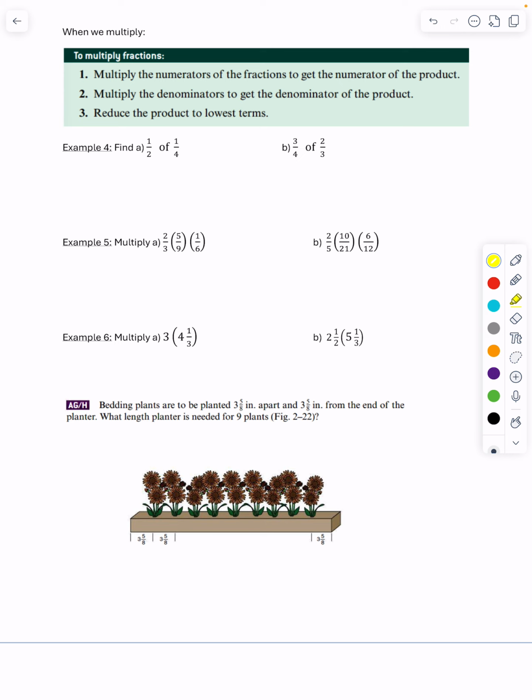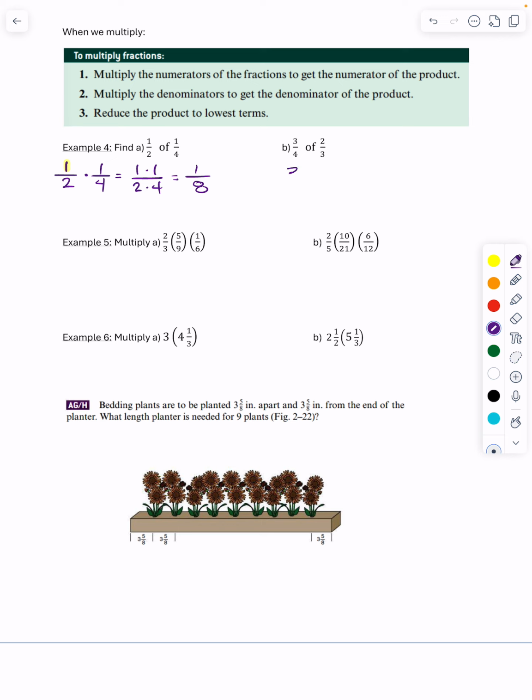So if we want 1/2 of 1/4, when we multiply, we just multiply straight across. 1/2 times 1/4. I multiply numerators. I multiply denominators. I get 1/8. And you can go ahead and draw the picture. Just make sure that makes sense to you. If you would like, you can go back to page 1 for the example.